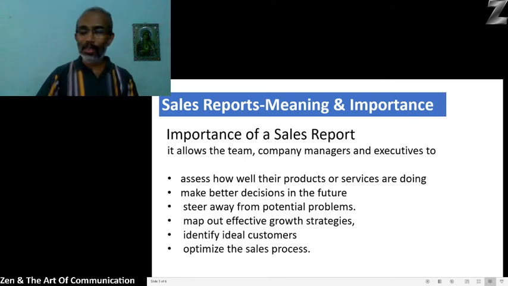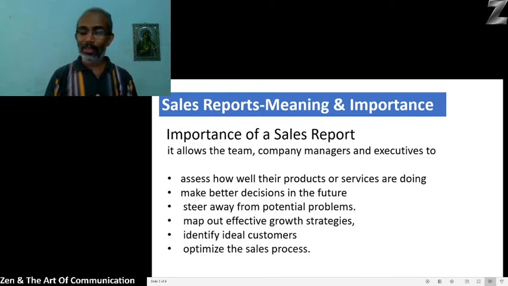So the importance of sales report can be summarized as follows. It allows the team, company managers and executives to: 1. Assess how well their products and services are doing. 2. Take better decisions. 3. Identify problems and handle them. 4. Map out effective growth strategies. 5. Identify an ideal customer and nurture it.